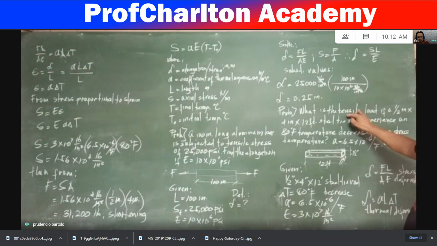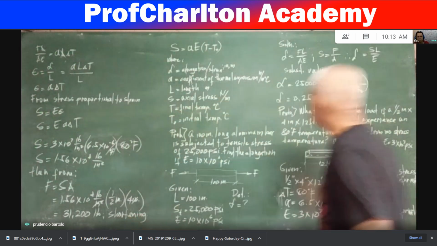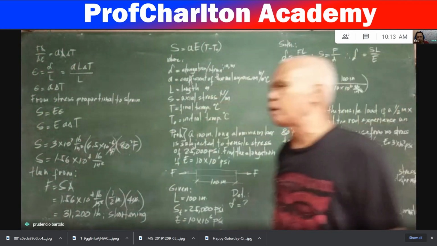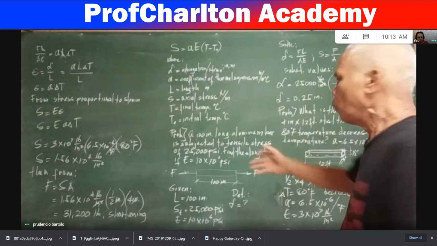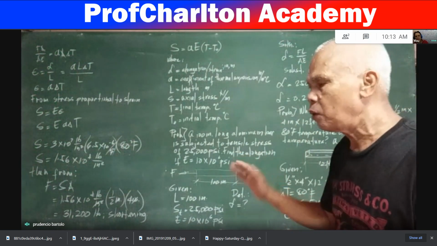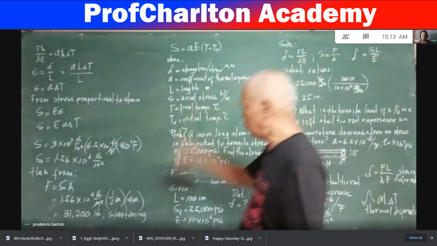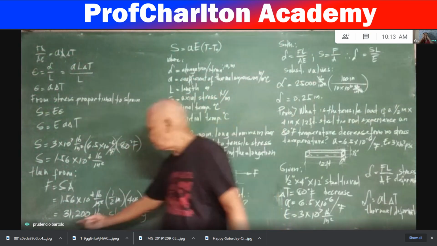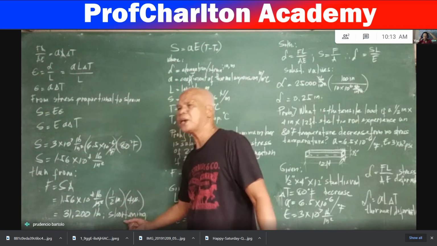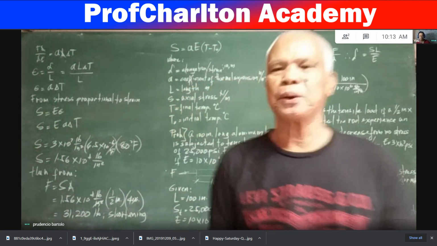But the deformation will be in terms of shortening because there is a decrease in temperature. For thermal expansion, when there is a decrease in temperature, the thermal deformation will be in terms of contraction or shortening. That is why we can have the tensile force. Although this is a tensile force, it will be a shortening because of the decrease in temperature.